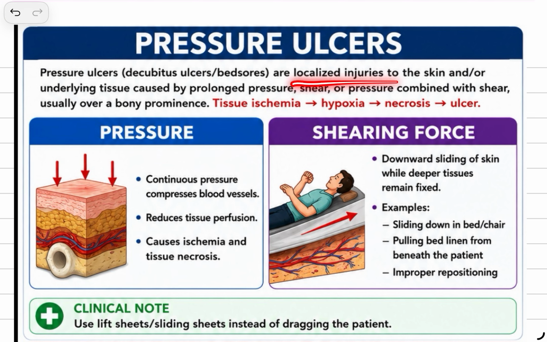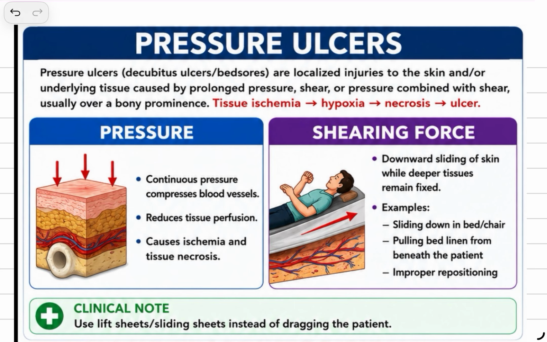It is a localized injury of the skin or underlying tissues caused by prolonged pressure, shear, or pressure combined with shear, usually over bony prominences, that leads to tissue ischemia, and later on leads to hypoxia, and hypoxia leads to hypoxic cell death, that is necrosis, and after the necrosis what happens? Ulceration, and this type of ulcer we will call a pressure ulcer.